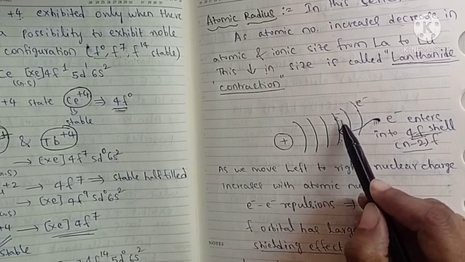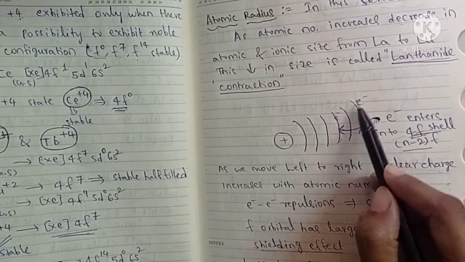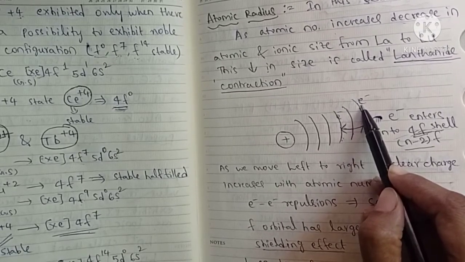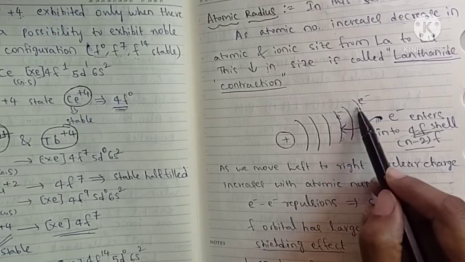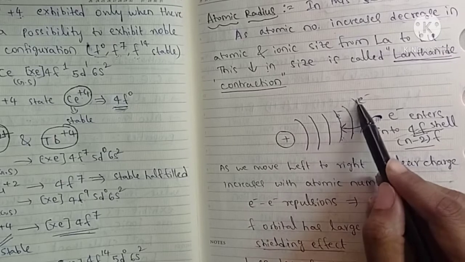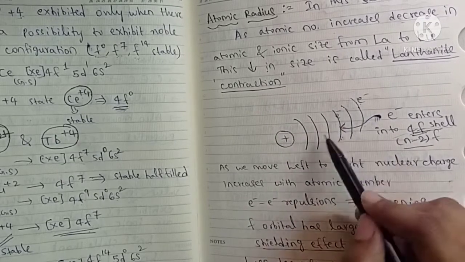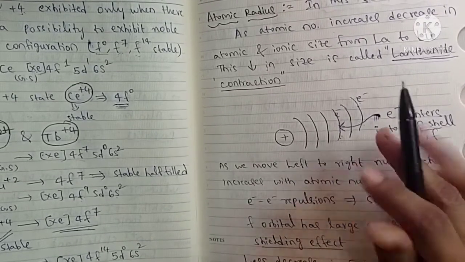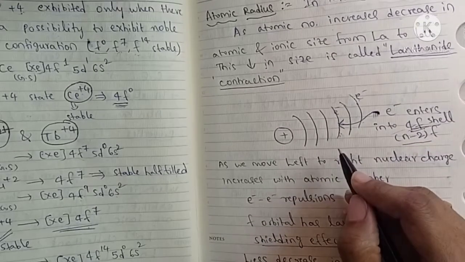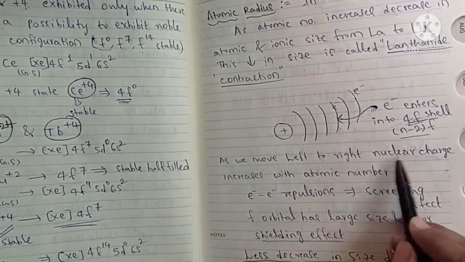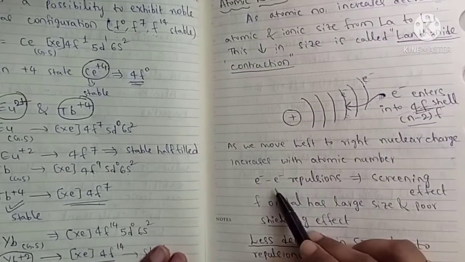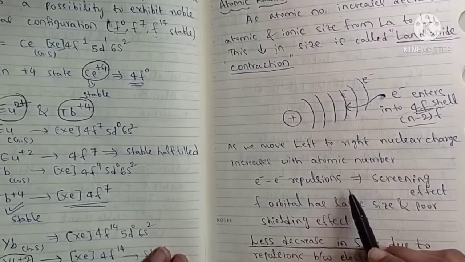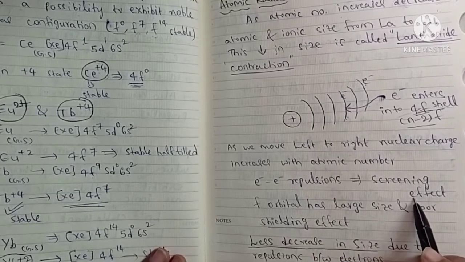In the same way, there is a repulsion between these inner electrons and these outer electrons. These repulsions are known as shielding effect or screening effect. Due to these repulsions and this attraction, they are almost counterbalanced. So that's why the decrease in size is very less. As we move left to right, nuclear charge increases with atomic number, and also there are electronic repulsions between inner electrons and outer electrons, known as screening effect or shielding effect.